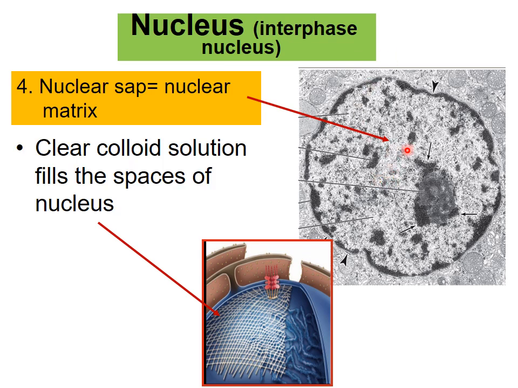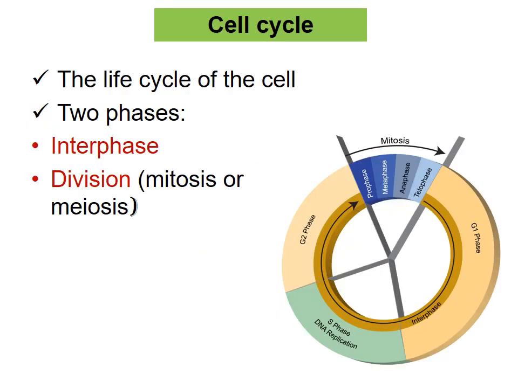The last structure present in the nucleus is the nuclear sap or the nuclear matrix. This nuclear sap or nuclear matrix is the colloid solution that fills the spaces in the nucleus. What is meant by the cell cycle? It is the different events that occur in the cell during division and during the resting phase, which is called interphase, or in other words, it is the life cycle of the cell.